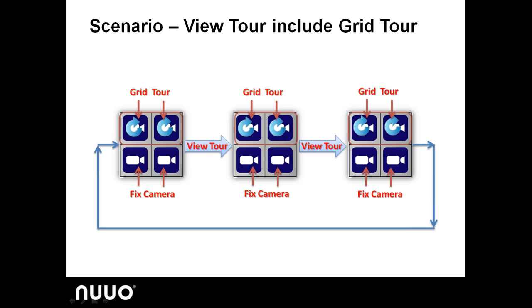Okay, you know how to set up the view tool and the grid tool. And right now, I will show you how to set up the view tool including the grid tool. Here's the example. They have 3 views and do the view tool every 10 seconds, and there are also 2 grid tools in each view. Each grid tool will change cameras every 3 seconds.